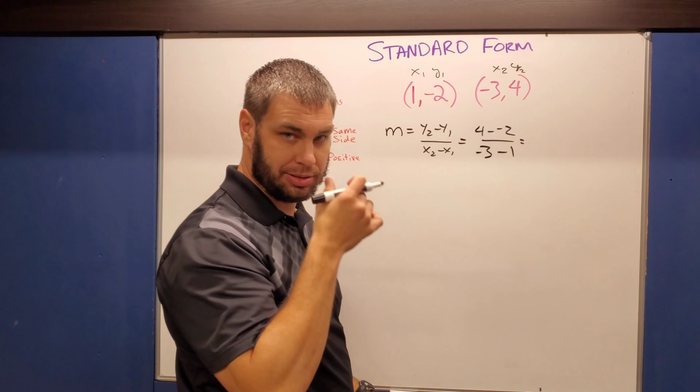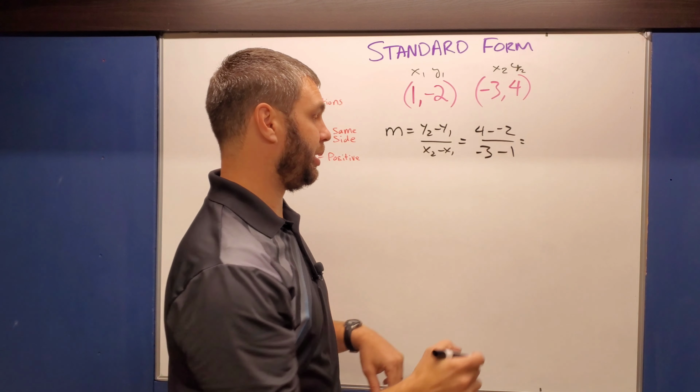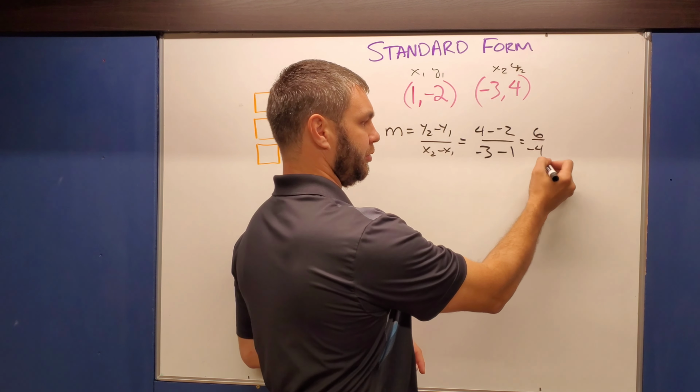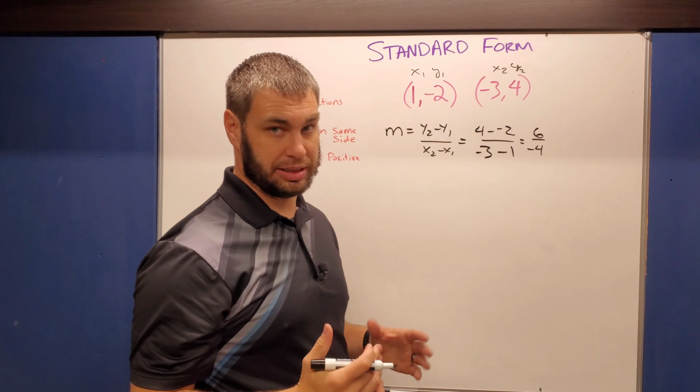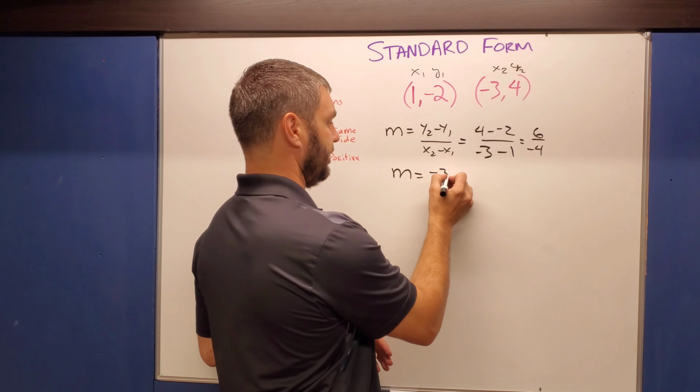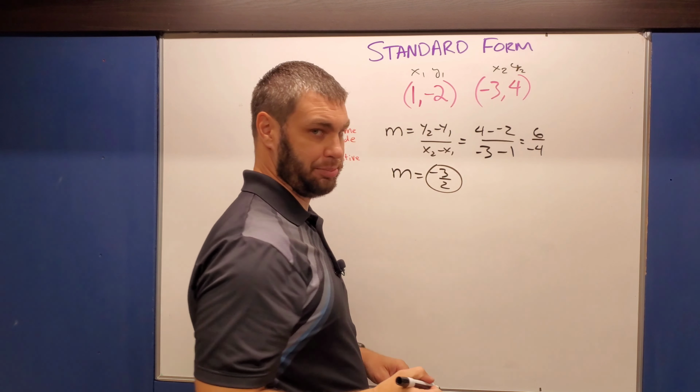On top, remember when you subtract a negative, that becomes positive. So this would be 6 over negative 3 minus 1, which is a negative 4. And the slope then becomes negative 3 halves. So I have a slope of negative 3 halves when I simplify it.